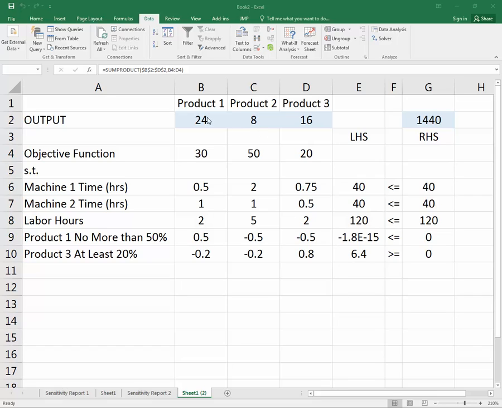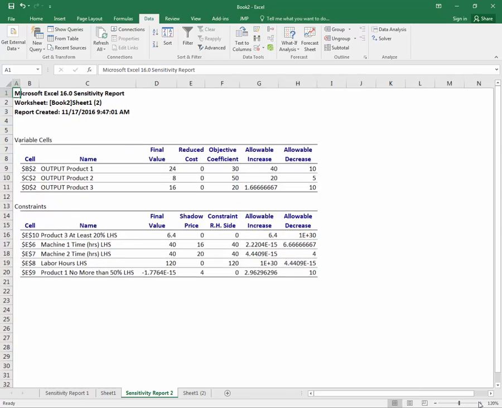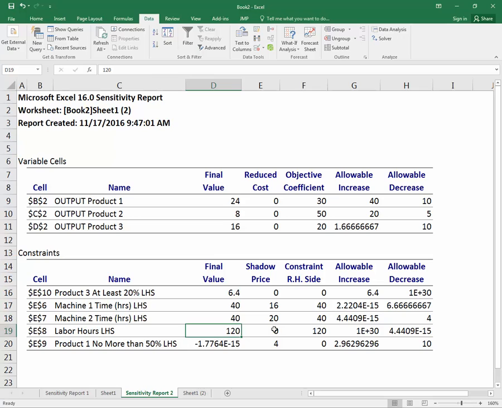All right. So now the product mix changes. Before we were not producing anything of product 2. Now we're doing 24, 8, and 16, for a total profit of $1,440. Notice now that we're using up all the machine time as well as the labor time. Right? This number here is 0. Negative 1.8 e to the negative 15, so move the decimal over 15 places to the left. That's effectively 0. So now we see that the shadow price for labor is 0 even though I'm using it all up.